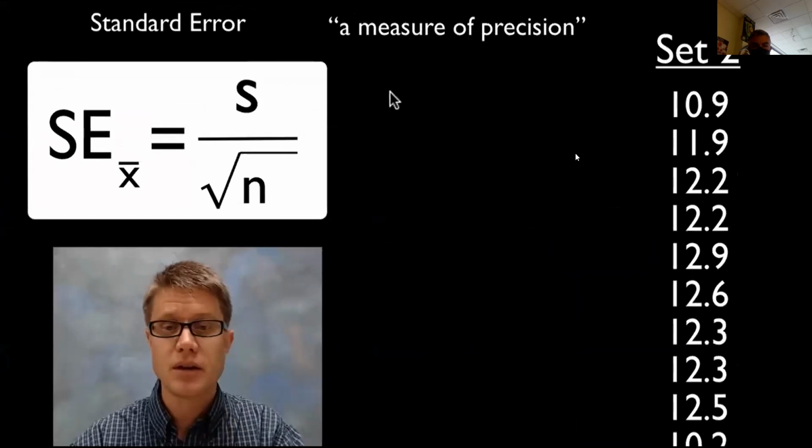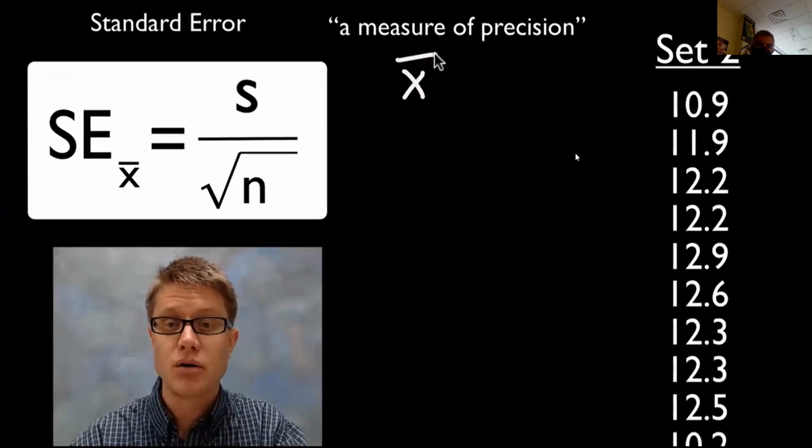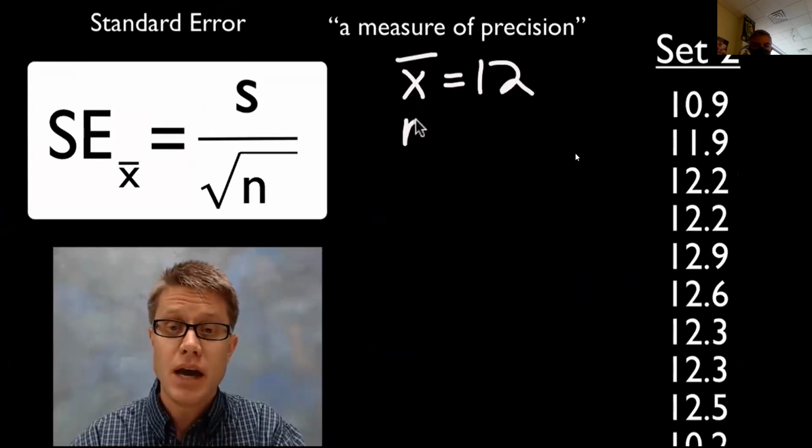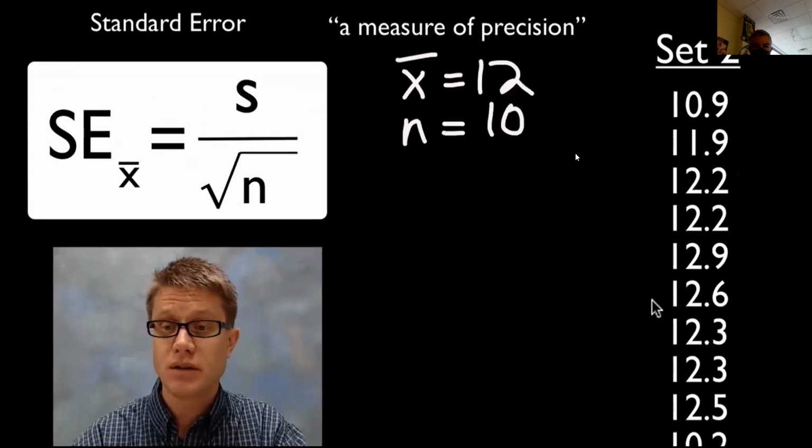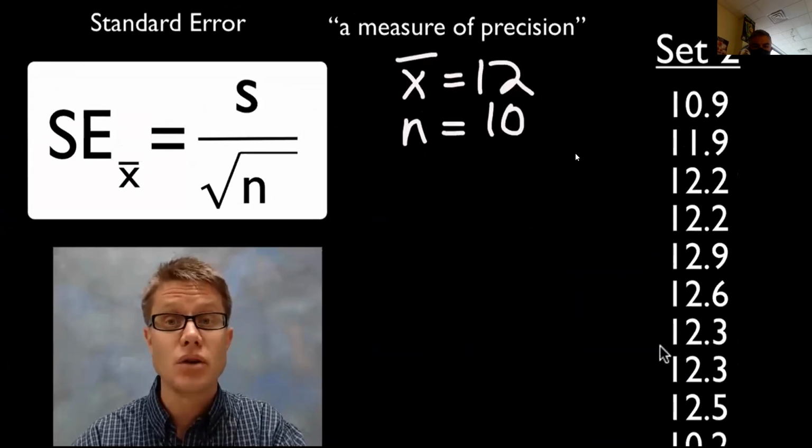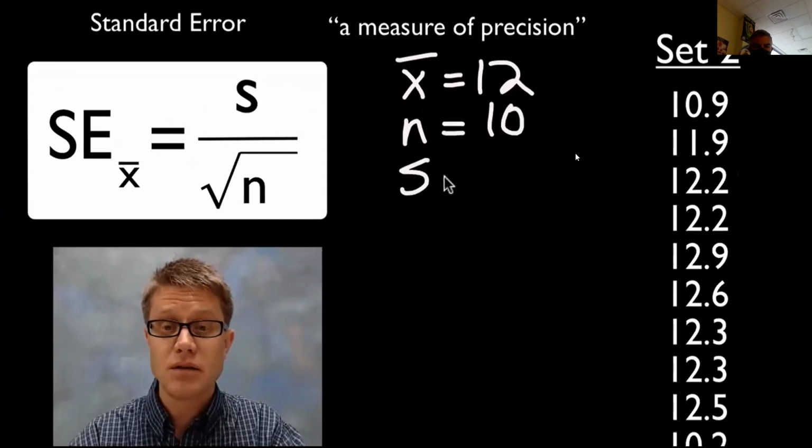I'm going to remember these numbers here and then switch back and figure it out. Let me write down the things that I need to know. My X bar, or my mean, I said, is going to be 12. The N, or the sample size, we said is going to be 10 in data set 2, because I have 10 values over here on the right. And then the standard deviation that I just calculated is going to be 0.826.